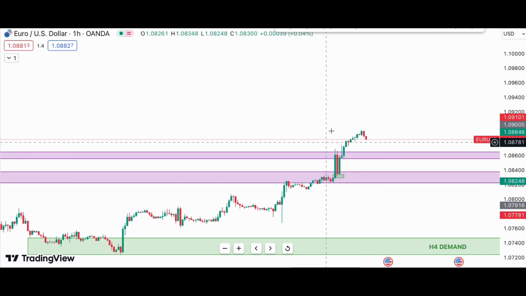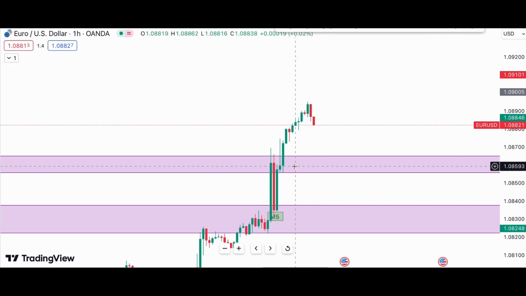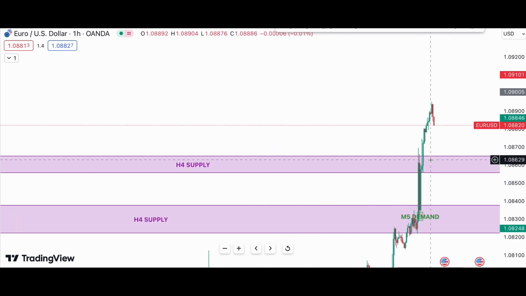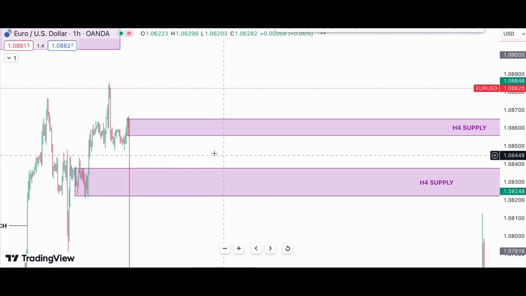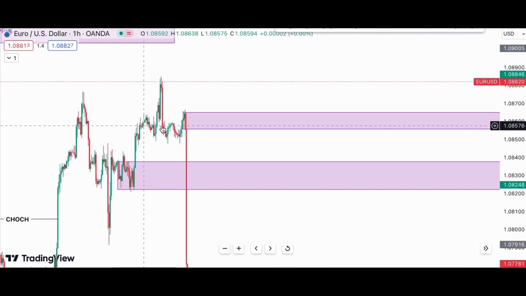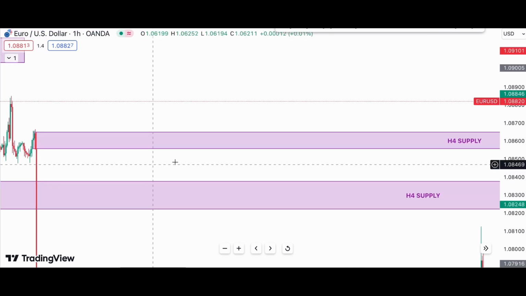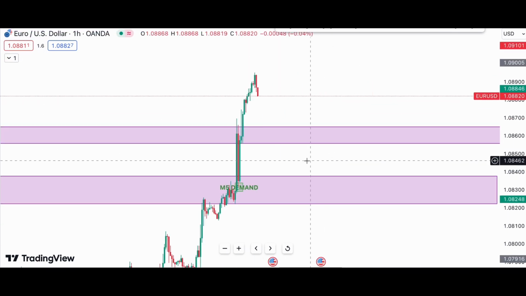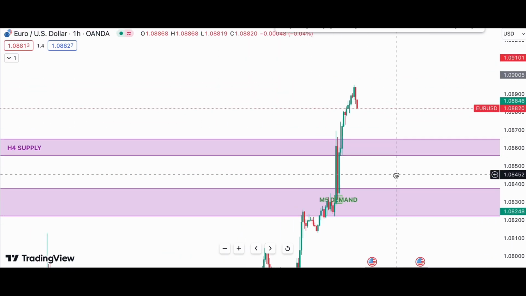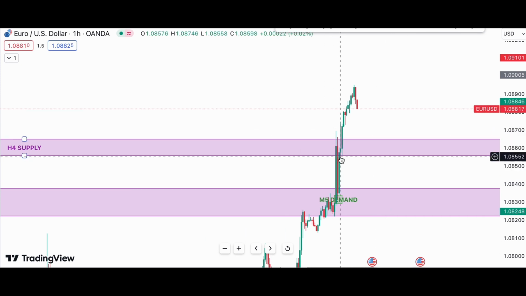So same as the gold, we can monitor the zone around here, right? Since this is the previous supply zone, right now this supply zone has turned into the demand zone. So this is what we call the swap zone. Swap zone means when the supply and demand zone didn't get respected, no respect, then this is where we can swap the zone.